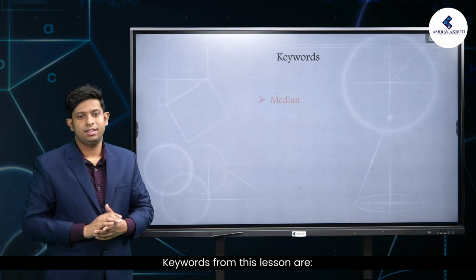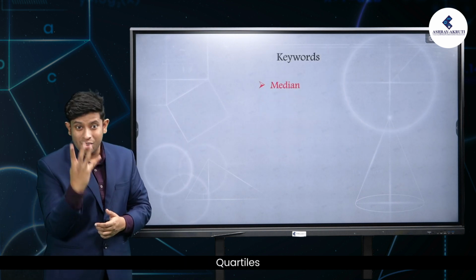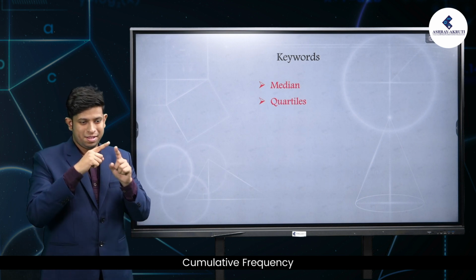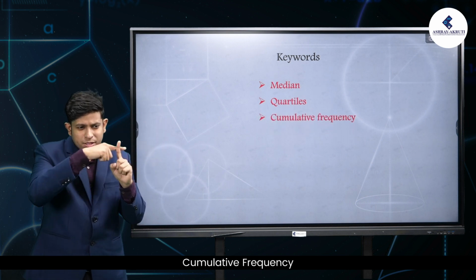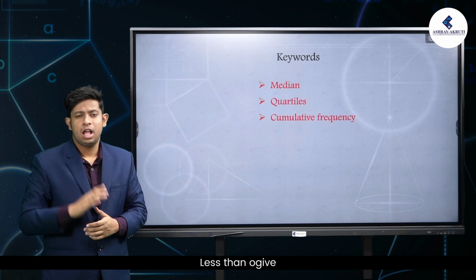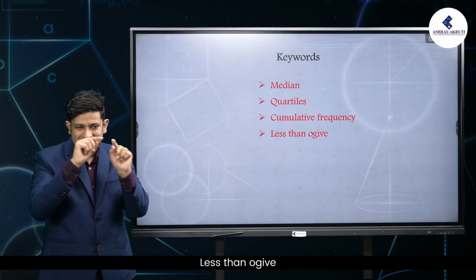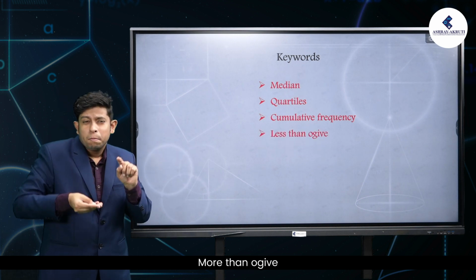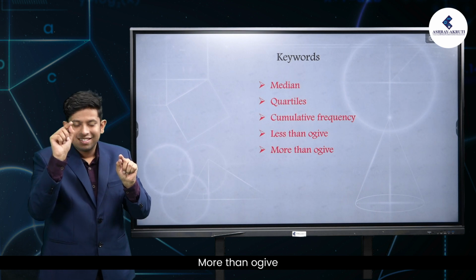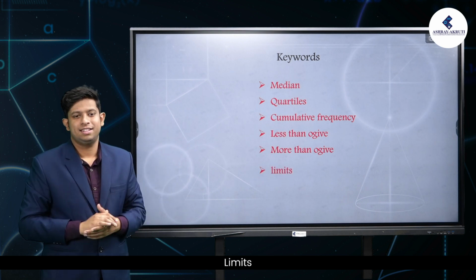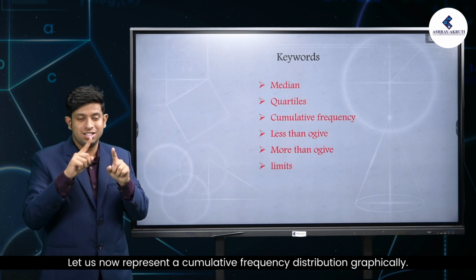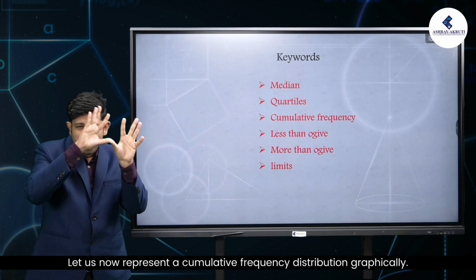Keywords from this lesson are median, quartiles, cumulative frequency, less than ogive, more than ogive, limits. Let us now represent a cumulative frequency distribution graphically.